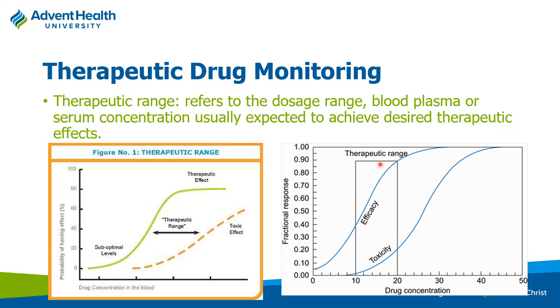We'd like to have zero overlap if possible. So that means a bigger ratio between that TD50 to that ED50, right? So bigger numbers are better there. However, a lot of these drugs are going to have that overlap there. So even if you're at an effective dose for a patient, you're still going to be very likely to see toxicity, okay?